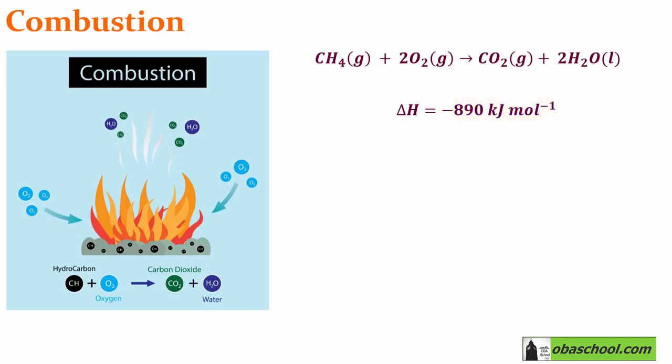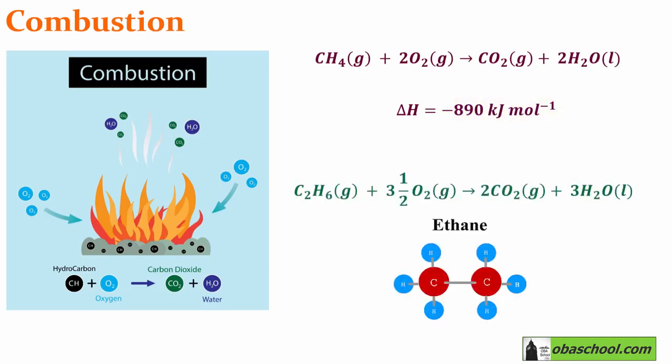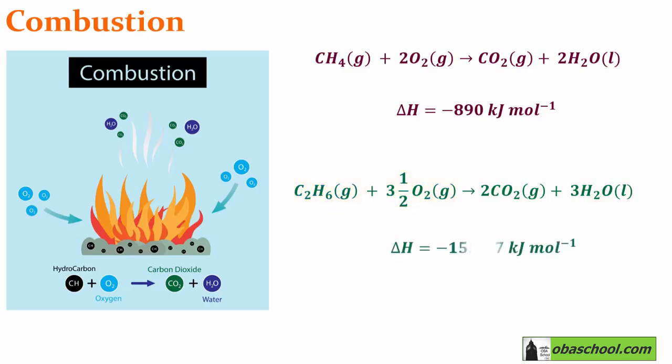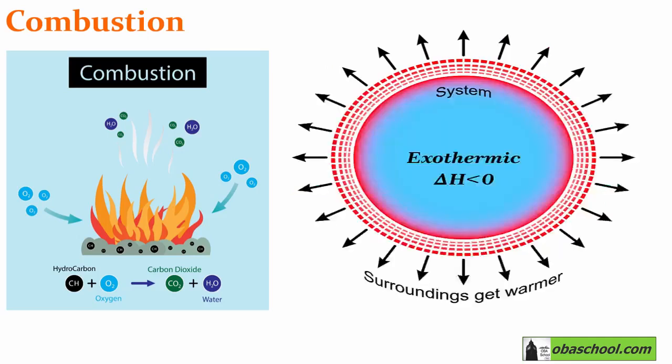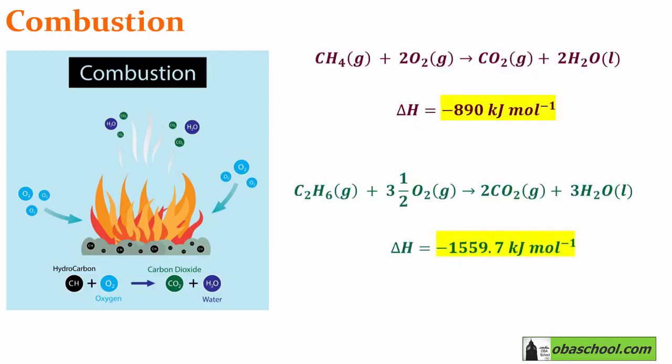Let's examine the combustion reaction of the second alkane, which is ethane. So C2H6 gas will react with oxygen gas to produce carbon dioxide and water. The enthalpy of combustion of ethane is equal to minus 1559.7 kilojoules per mole. So notice that both enthalpies of combustion have negative values because a combustion reaction is an exothermic reaction. A combustion reaction will release heat to the surroundings. So combustion reactions give out heat and they have large negative enthalpies of combustion.